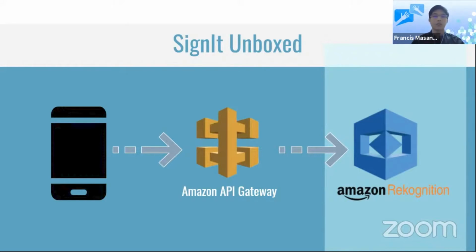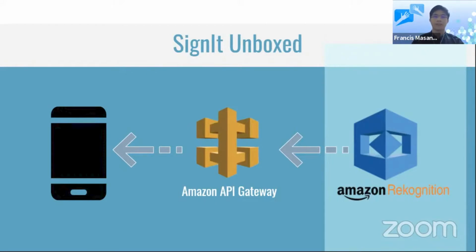Amazon Rekognition is the actual AI part of the app. Here we built a custom AI model and trained it over our own data set of ASL hand signs. And what it will do is analyze the image from API Gateway and translate that into an actual text translation and send that translation back through API Gateway and then display it to the user's phone.